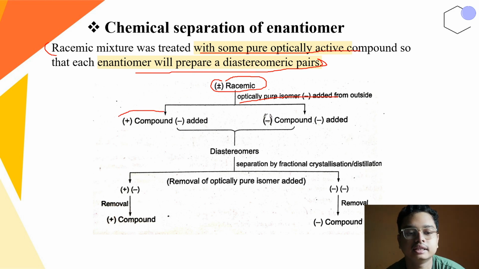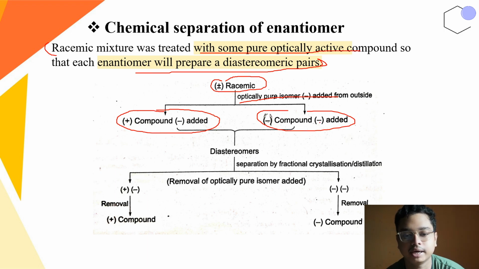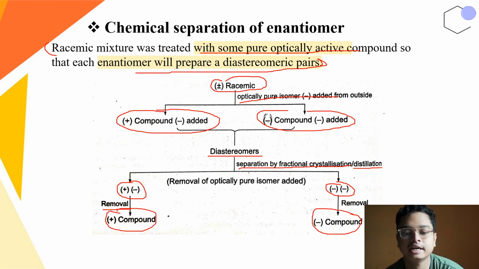So what happened is that these two diastereomers have been formed. See here, the plus-minus and minus-minus forms are there. So these are nothing but diastereomers. Now these diastereomers can be separated by fractional crystallization or distillation or a process like chromatography. So we are getting these two separated diastereomers. Now we simply remove our initially added optically pure isomer to generate our desired enantiomers from the racemic mixture itself.